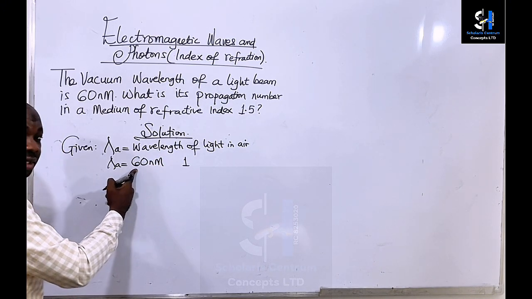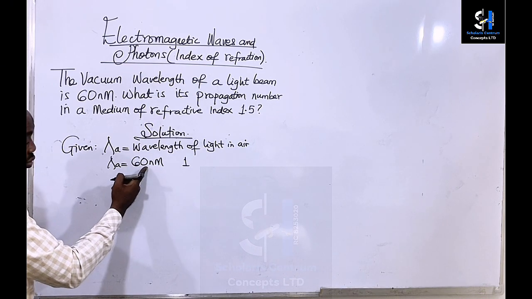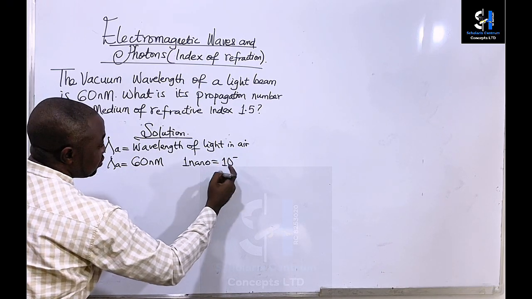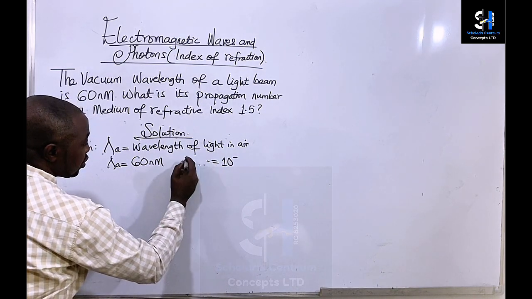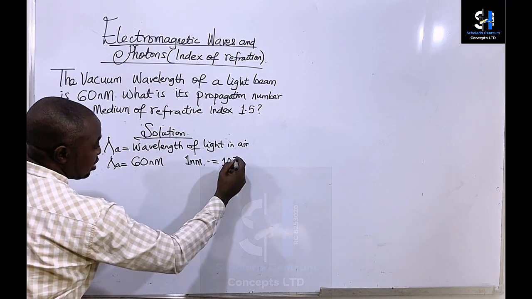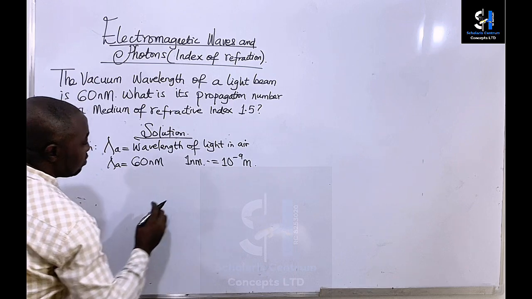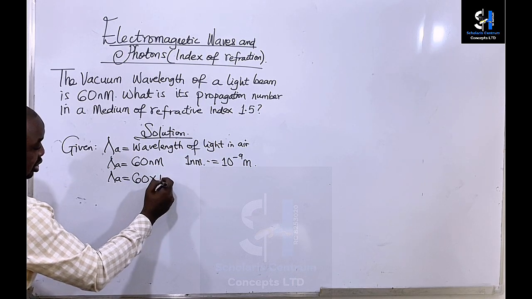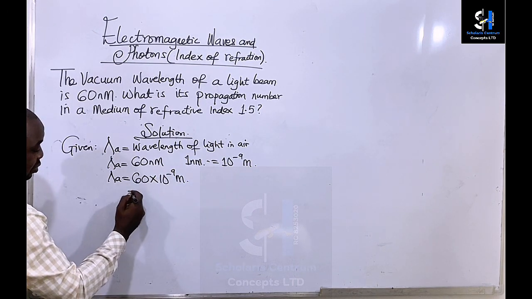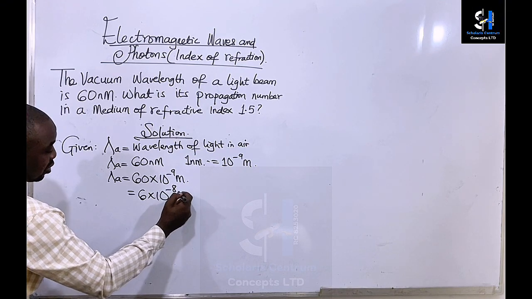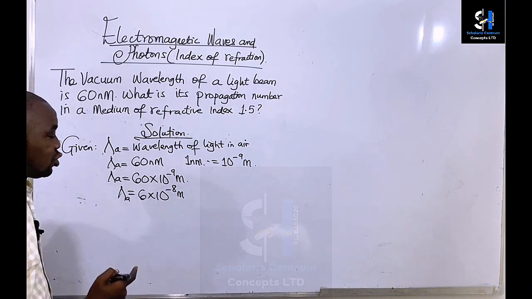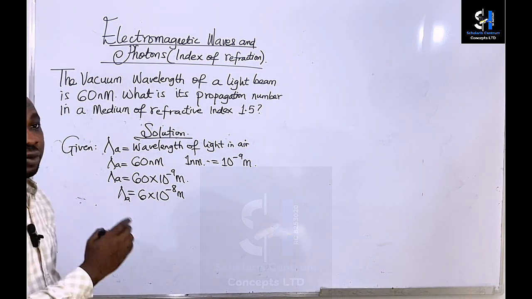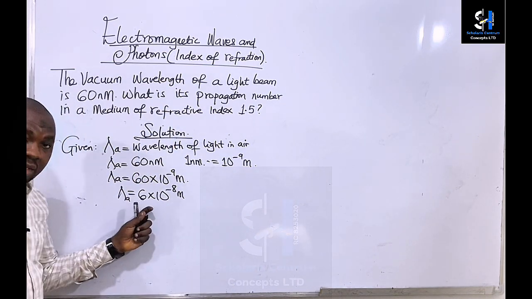Now we need to convert the wavelength to meters, because here we have 60 nanometers. 1 nanometer is the same as 10 raised to the power of -9 meters. So the wavelength of light in air will be 60 times 10 raised to the power of -9 meters, and that will be 6 times 10 raised to the power of -8 meters. So this is the wavelength of light in air. The first step is to convert the wavelength from nanometers to meters, which is exactly what we have here.